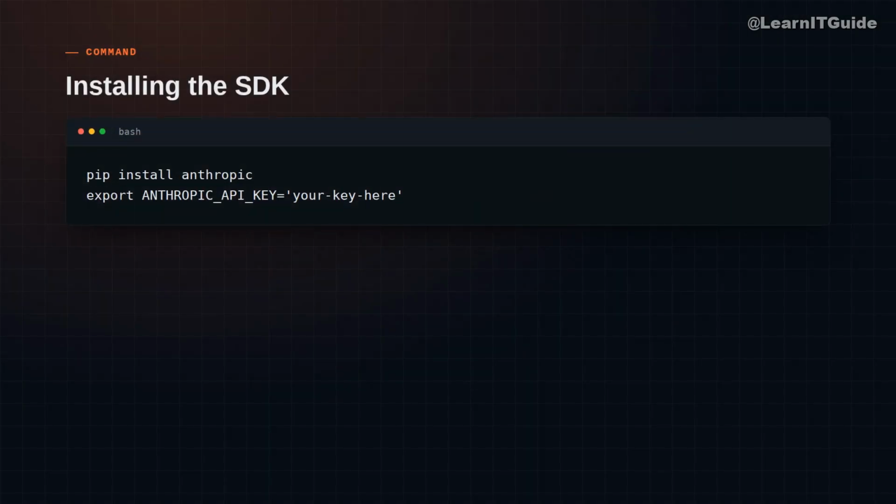To start, we install the official Anthropic Python client. You run the pip install command as shown. After that, you must set your API key as an environment variable in your terminal session. This keeps your credentials secure and out of your source code. On line 2, we use the export command to make the key available to the Python runtime.